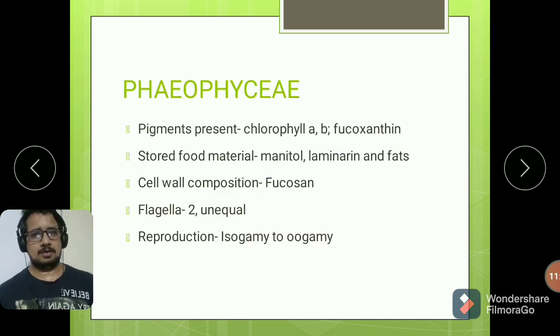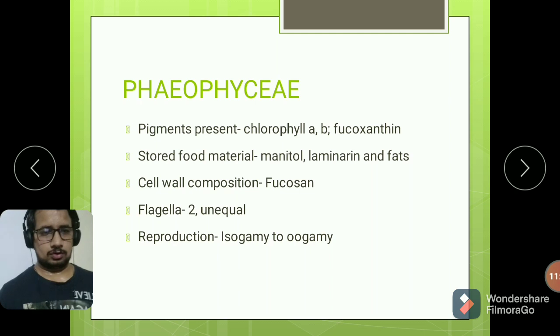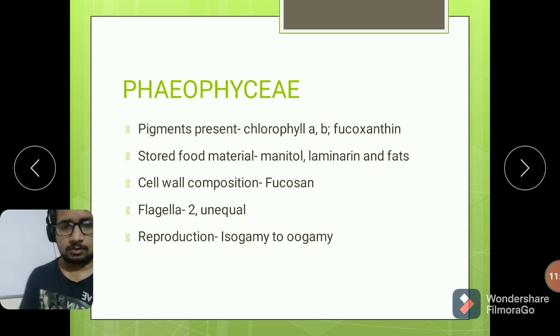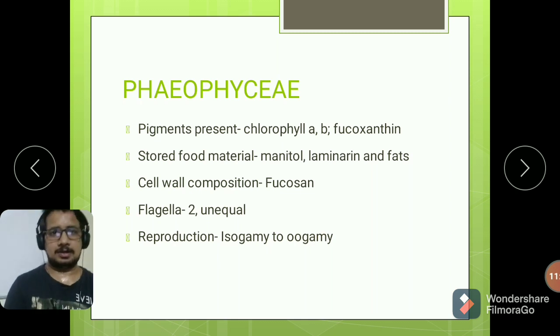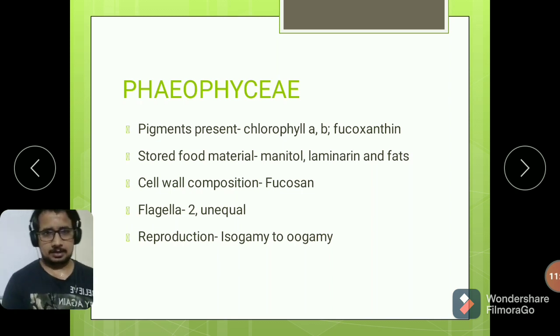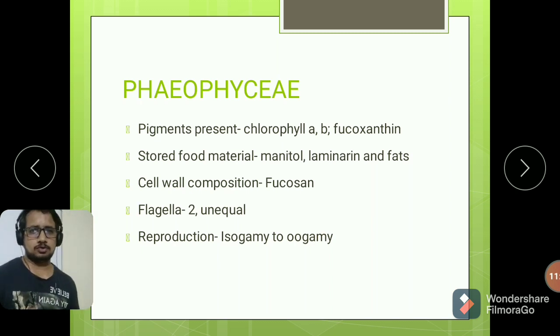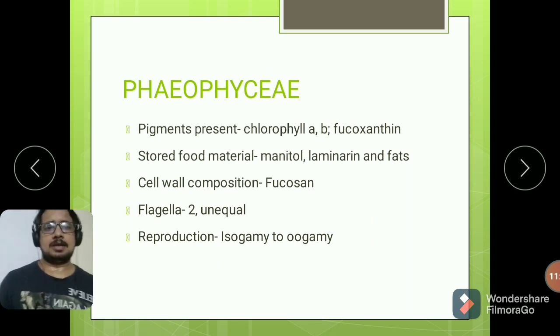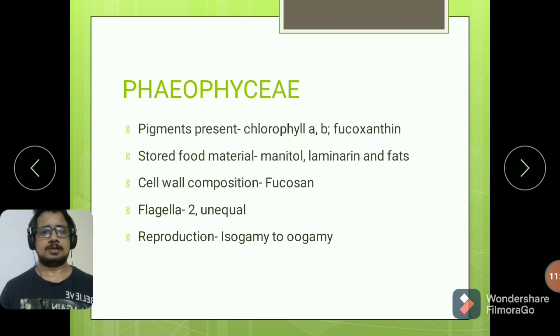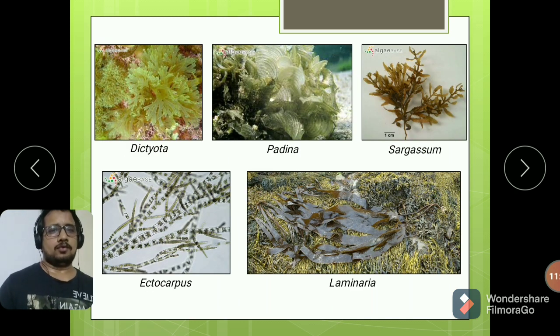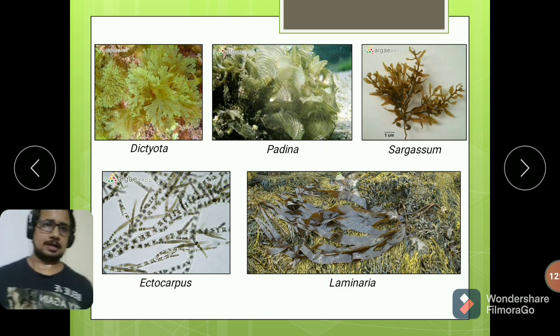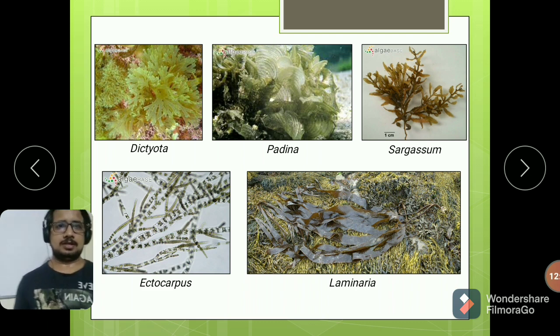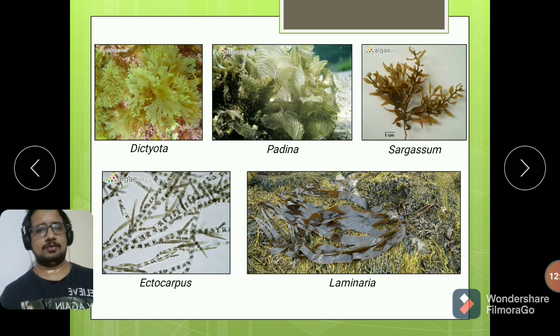Now the next class is Phaeophyceae. Mostly the algal members of Phaeophyceae are marine. A few can be found in freshwater too. The pigments present in them are chlorophyll A and B. Fucoxanthin is a unique pigment present in Phaeophyceae. They are also called brown algae. The stored food material is in the form of mannitol, laminarin, and fats. The cell wall is composed of fucosan, while the flagella are two in number. They are unequal in length, that is both whiplash and tinsel type of flagella are present. Reproduction ranges from isogamy to oogamy. There are many microphytes present in Phaeophyceae. Examples are Dictyota, Padina, Sargassum, Laminaria, and Ectocarpus. These are the commercial algae present in Phaeophyceae.